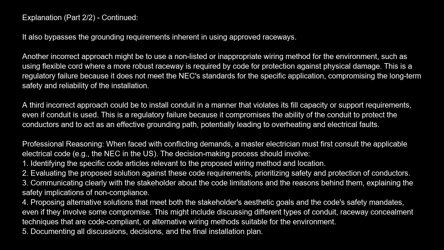3. Communicating clearly with the stakeholder about the code limitations and the reasons behind them, explaining the safety implications of noncompliance. 4. Proposing alternative solutions that meet both the stakeholders' aesthetic goals and the code's safety mandates, even if they involve some compromise. This might include discussing different types of conduit, raceway concealment techniques that are code-compliant, or alternative wiring methods suitable for the environment. 5. Documenting all discussions, decisions, and the final installation plan.